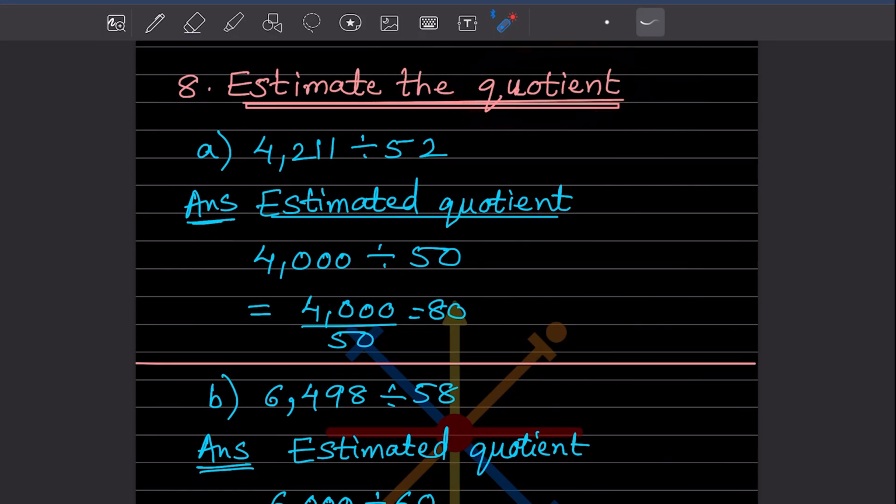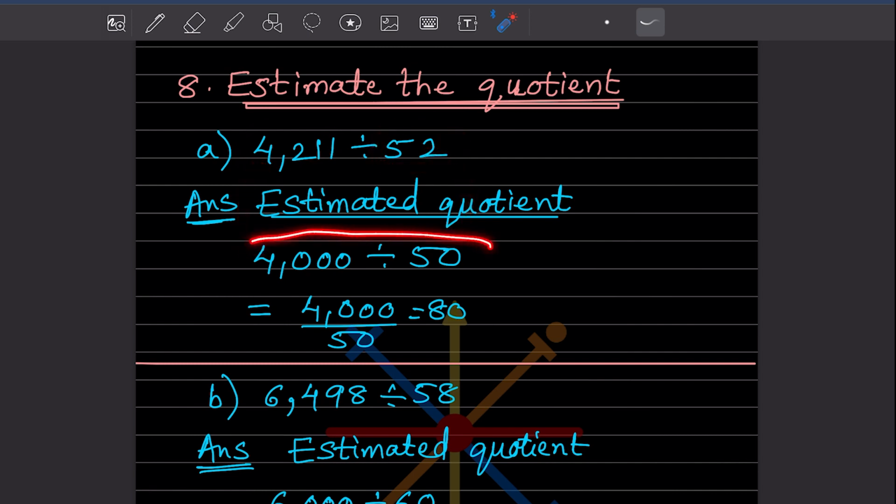Now here it is given 4,211 divided by this one. Quotient means in division, when you divide some number, whatever you get, this is the quotient, isn't it? So that is the answer. So you have to estimate the quotient over here. Now look at here, this is 4,000, 211 is 4,000, and this 52 becomes 50.